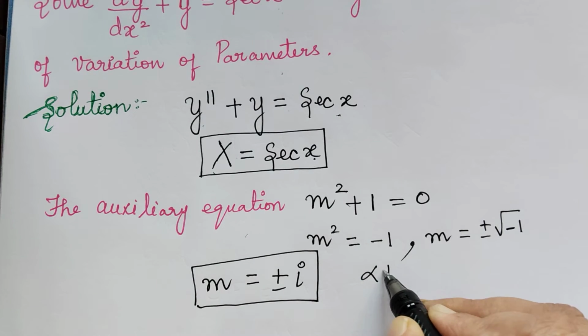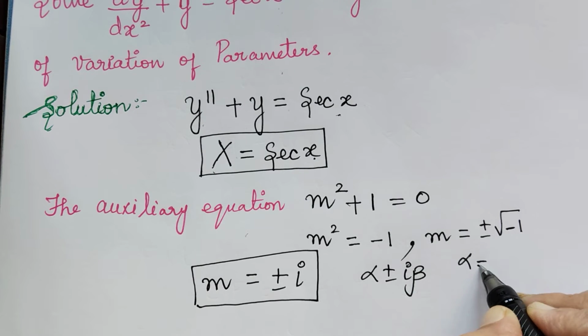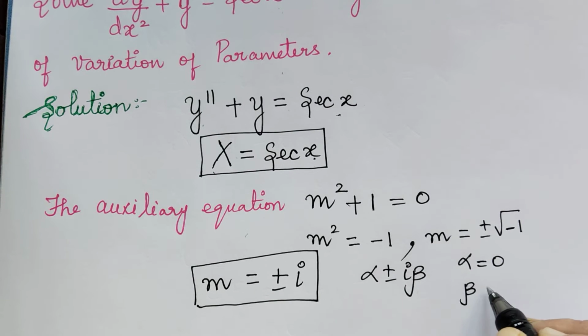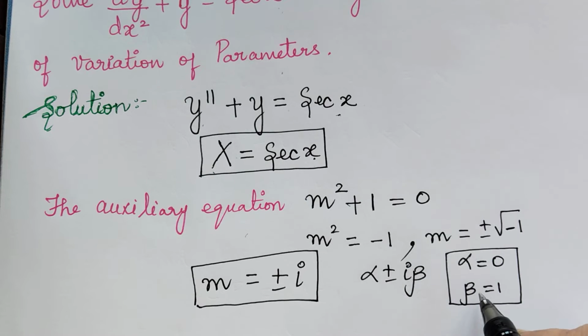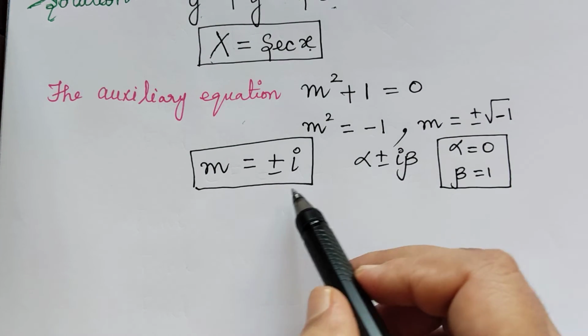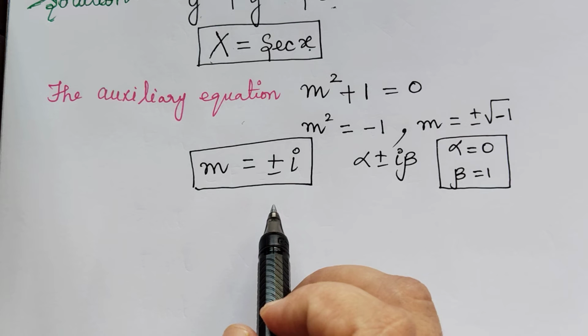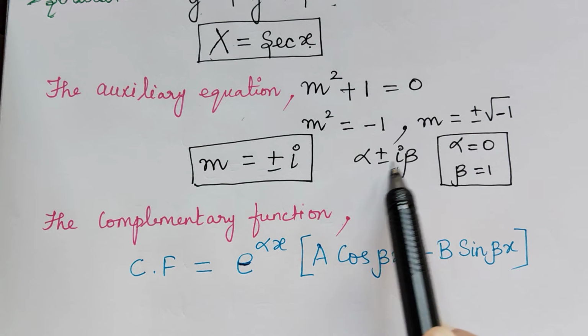So alpha plus or minus i beta is the imaginary root, and so the value of alpha is 0 and the value of beta is equal to 1. So we have got the values of alpha and beta. We shall now substitute these values in the complementary function. So whenever we obtain imaginary roots, the complementary function is given by this. This is the complementary function for imaginary roots.